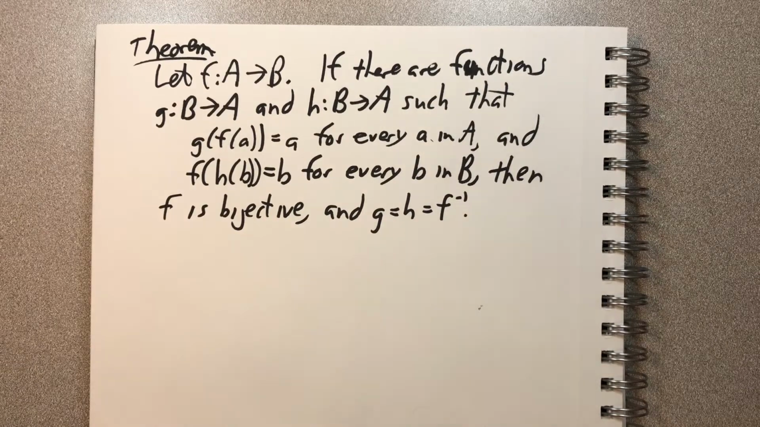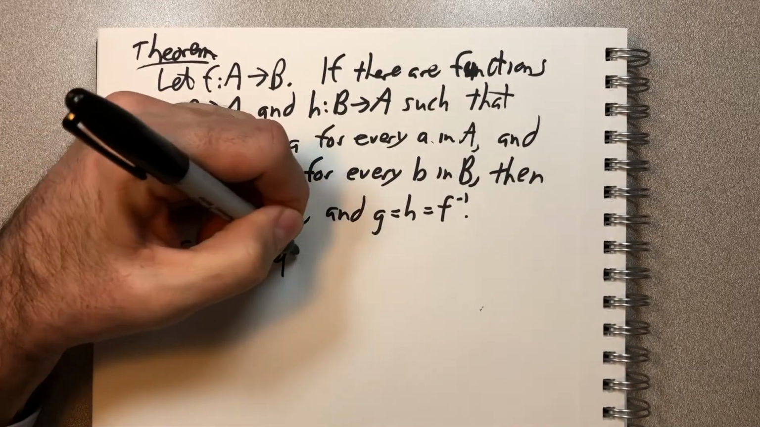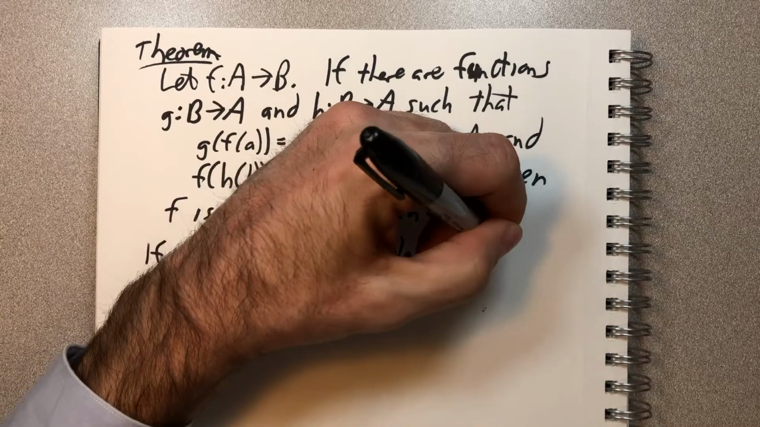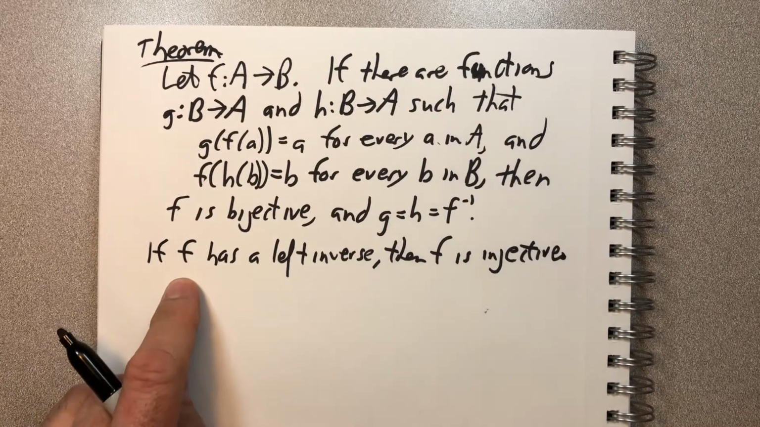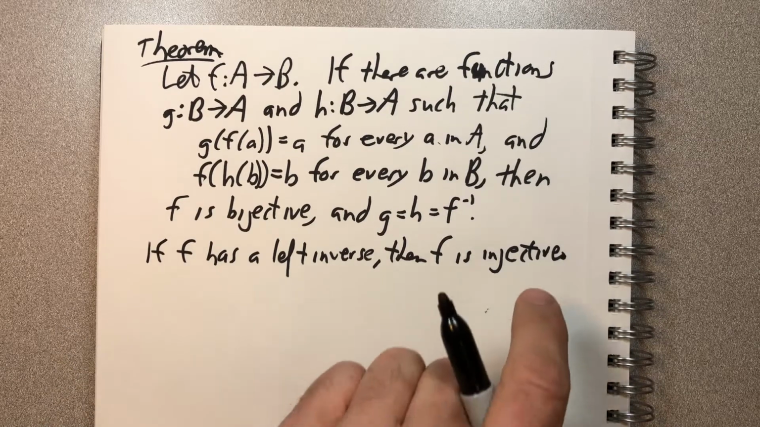So to prove this, first we'll show that if f has a left inverse, then f is injective. Then we'll show that if f has a right inverse, then f is surjective. Then we'll look at some examples, and then we'll be able to show that if f has a left inverse g and a right inverse h, then f is bijective and g equals h equals the inverse of f. Okay, so first we'll show that if f has a left inverse, then f is injective. So let's assume the opposite, that if g is a left inverse of f, then f is not injective.